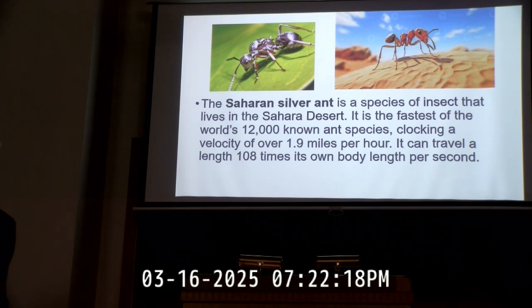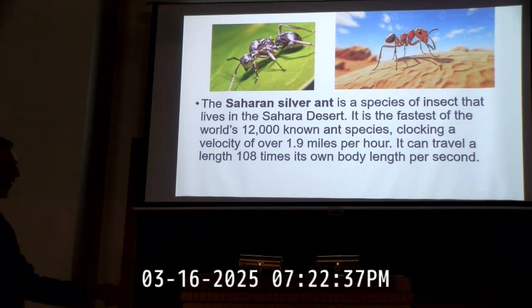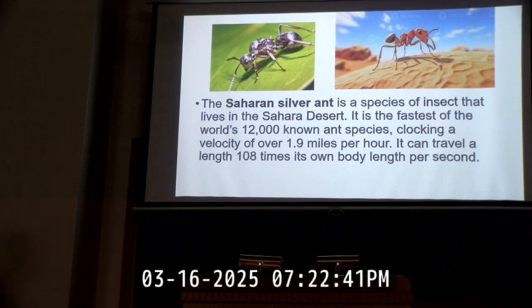If you don't know anything about the Sahara Desert, it's warm there. Okay, in case you hadn't noticed. I've never been there, but everything I've seen or heard or read says it gets hot in the desert, folks, especially the Sahara Desert. This is the fastest of the 12,000 known species of ants. It can run at a velocity over 1.9 miles per hour. This is an ant that can run its own body length 108 times in a second. Now, folks, that's getting down the road.